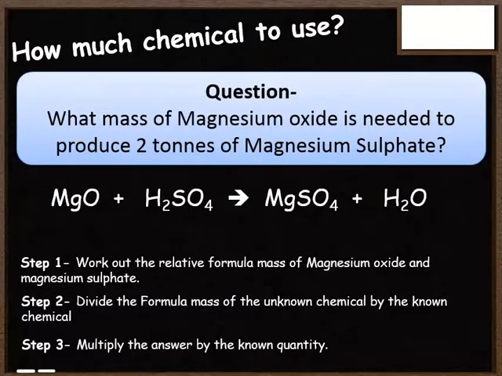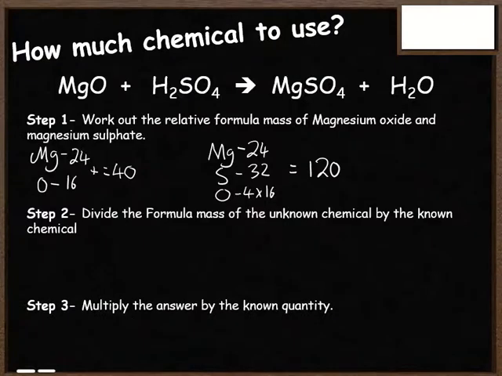Okay, so here's another question. In this one you've got magnesium oxide producing 2 tons of magnesium sulfate, so you'll need to work out some new relative formula masses, divide those by each other, and then find out the quantity of magnesium oxide needed. Okay, so your first step is to work out your relative formula masses. Magnesium is 24, oxygen 16. When you add those 2 things together you get 40. Then on the other side you've got magnesium sulfate, which when you add all those separate elements together it gives you 120.